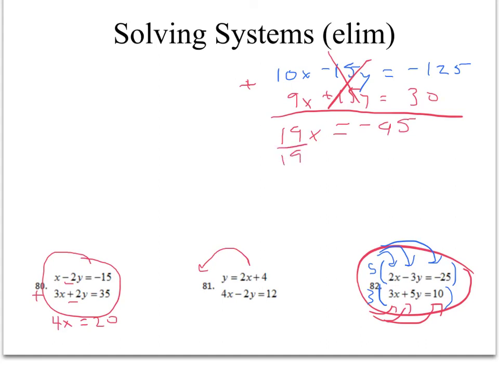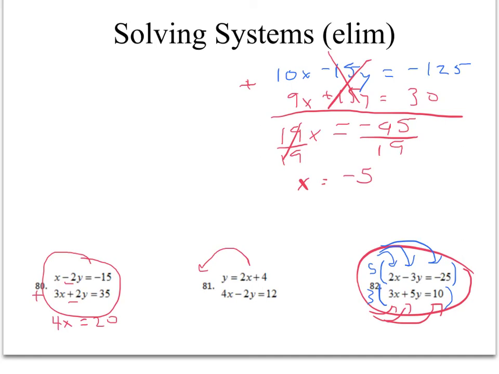Now I can divide both sides by 19, and I know that 5 times 20 is 100, so I know when I divide here, x is going to equal negative 5. 95 divided by 19 is going to give me 5, so x equals negative 5.